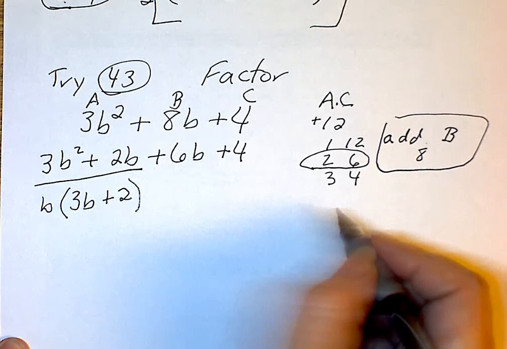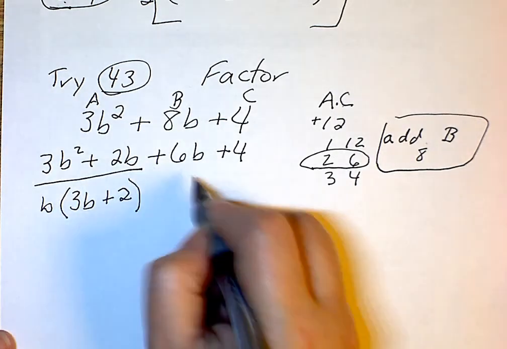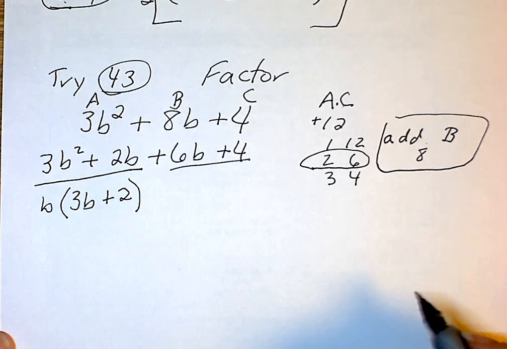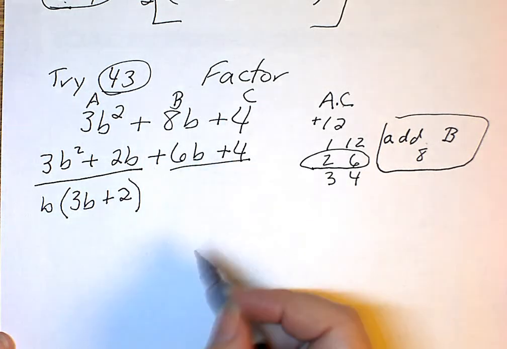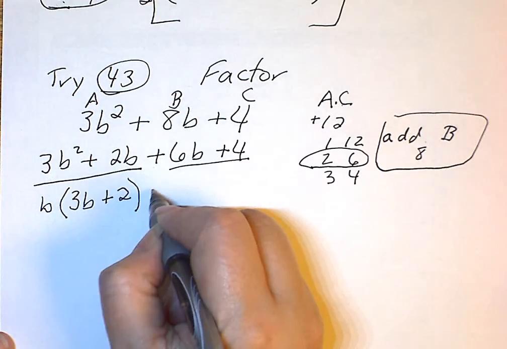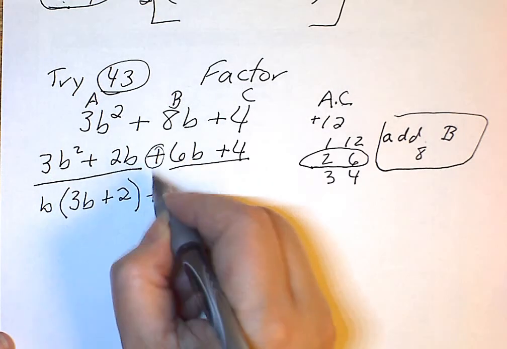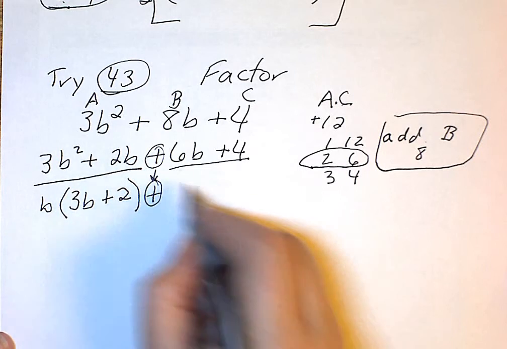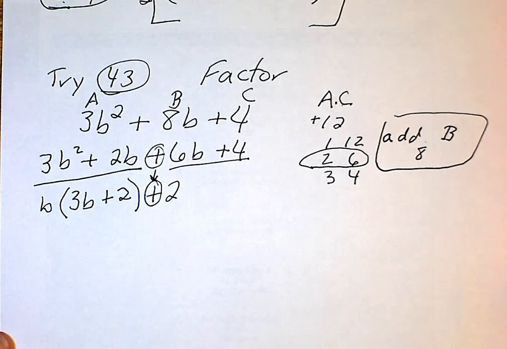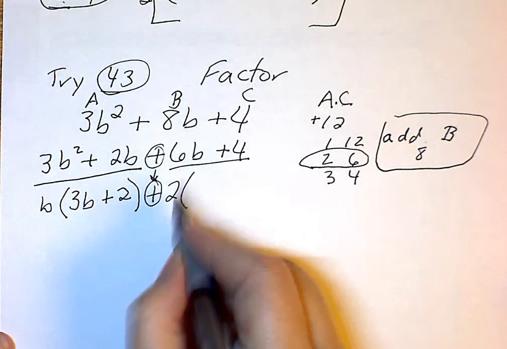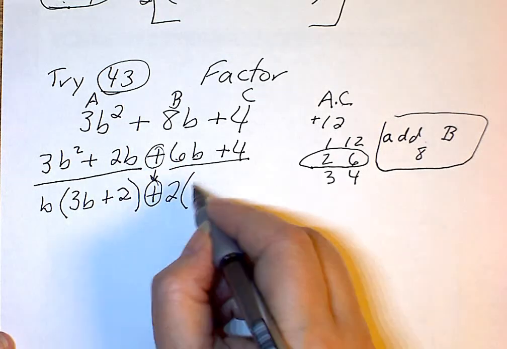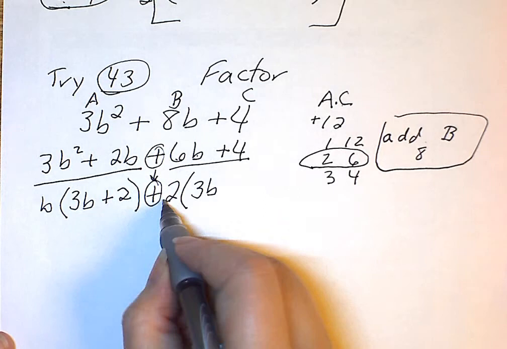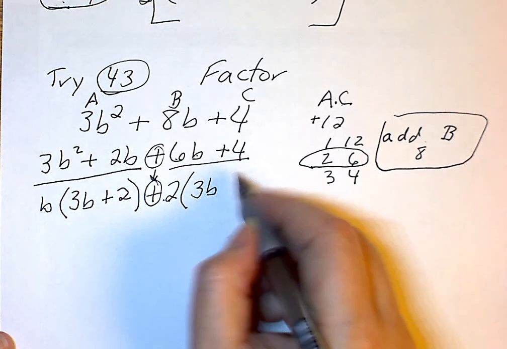Do the same thing to the other side. What does 6b and 4 have in common? A 2. Make sure you keep this sign, it is the sign you're going to bring down. So you're pulling out a positive 2. So 2 times what gives me 6b? 3b. 2 times what gives me 4? 2.